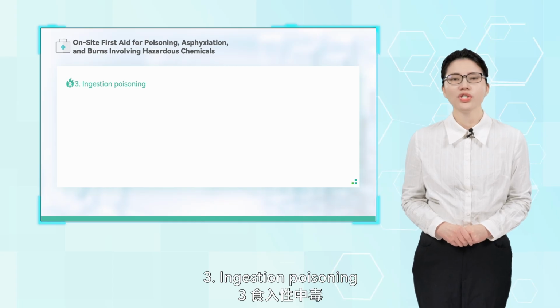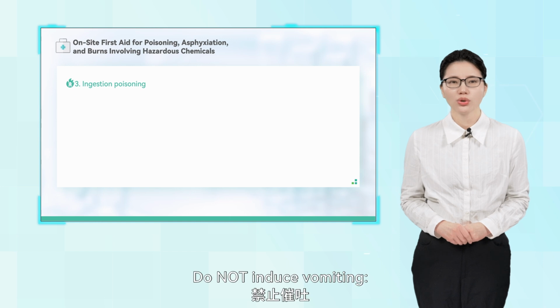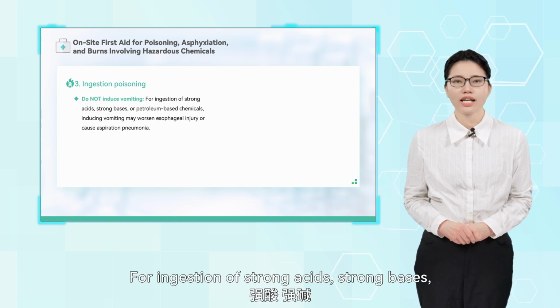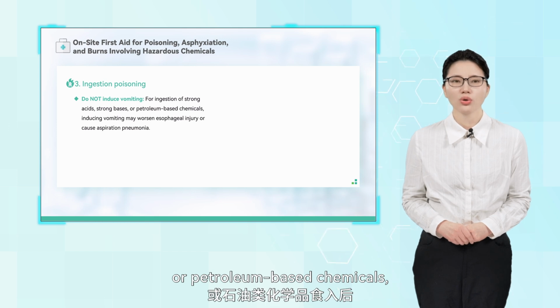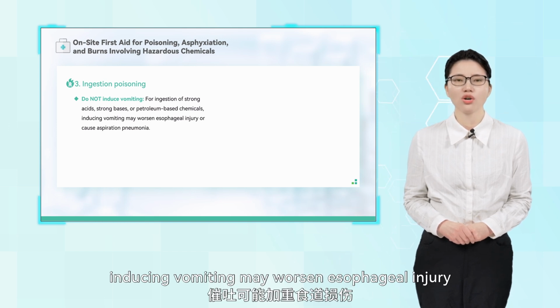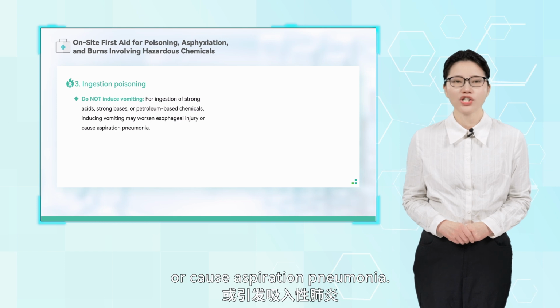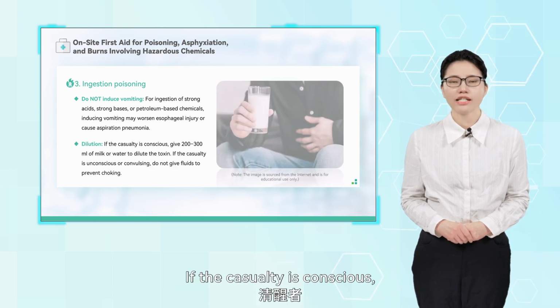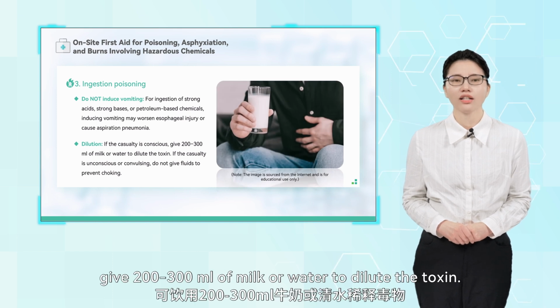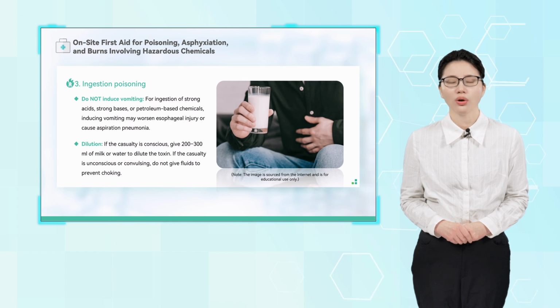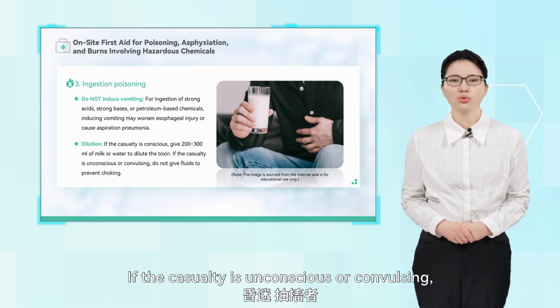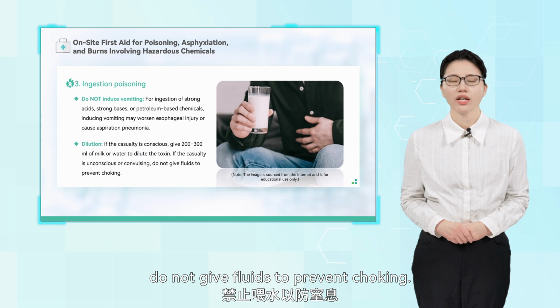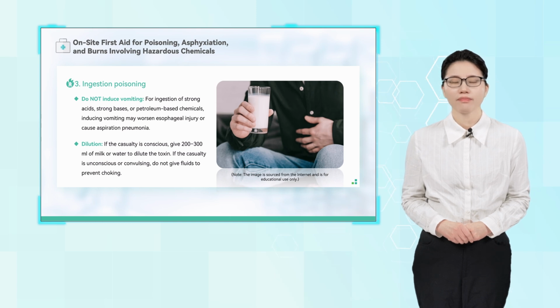3. Ingestion poisoning. Do not induce vomiting. For ingestion of strong acids, strong bases, or petroleum-based chemicals, inducing vomiting may worsen esophageal injury or cause aspiration pneumonia. Dilution. If the casualty is conscious, give 200 to 300 milliliters of milk or water to dilute the toxin. If the casualty is unconscious or convulsing, do not give fluids to prevent choking.